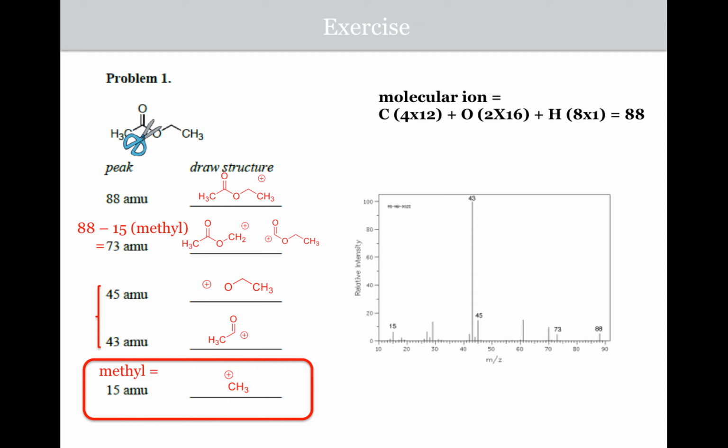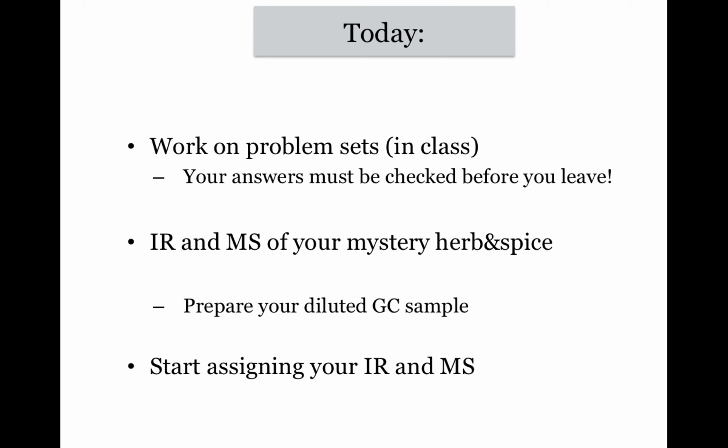So we'll do these problems in class today. We will work on the problem sets. I want to check your answers before you leave to make sure you understand the concepts. Then we're going to run IR and mass spec of mystery herb and spice samples. You're going to prepare diluted samples for GC and run the IR as well. Then we're going to start assigning your IR and mass spec and find out what your mystery herb and spices can be.